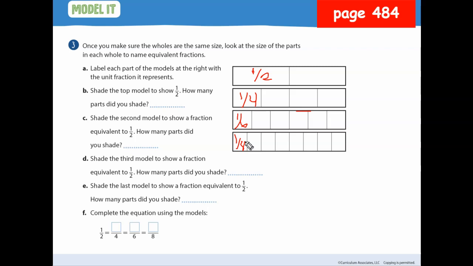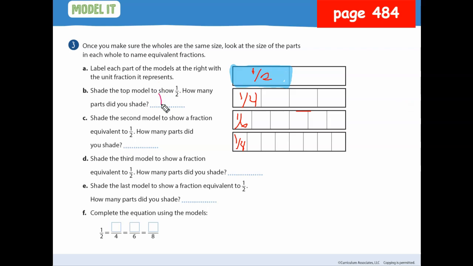Shade the top model to show a half. So I have 2 halves, right? It says to shade them. How many am I going to shade in? Just half of it, correct? A half. How many parts did you shade? How many parts did we shade? Just one. We only shaded one.